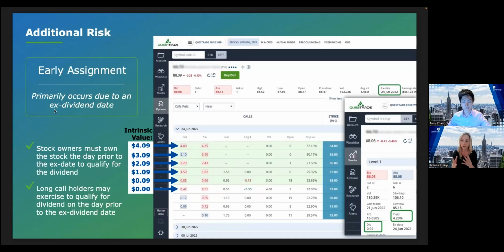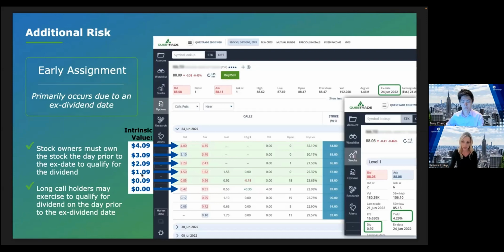And let me just show you a really easy way to look at it. So we've got a security here in our example. It's trading at $88.09. This screenshot was taken yesterday, and they have an ex-dividend date on the 24th. So we are before the ex-dividend date. They're paying 92 cents a share. So keep that in mind.